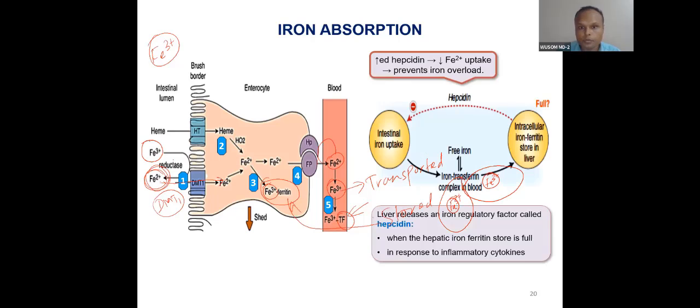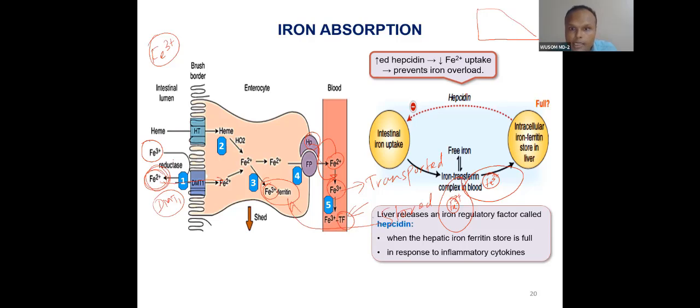Now, hepcidin is something that is released from the liver. It oxidizes Fe2+ to Fe3+. This regulates the concentration of iron in your body.